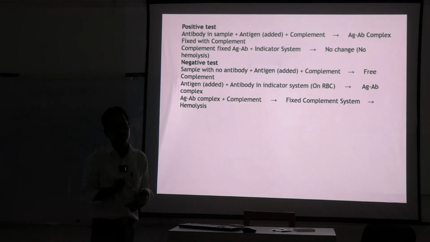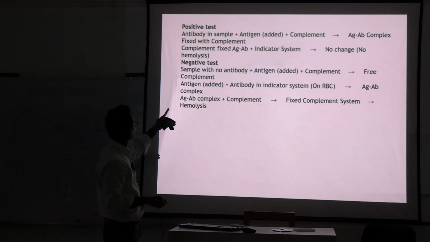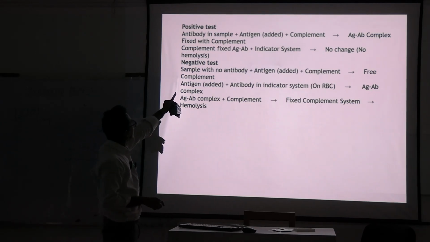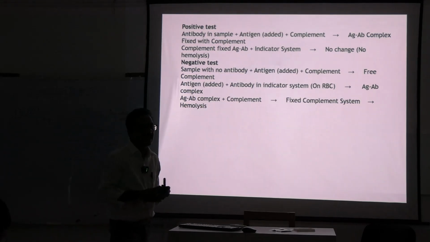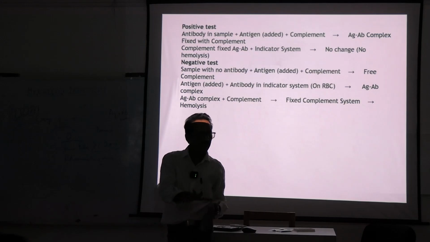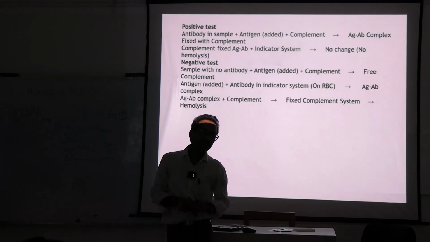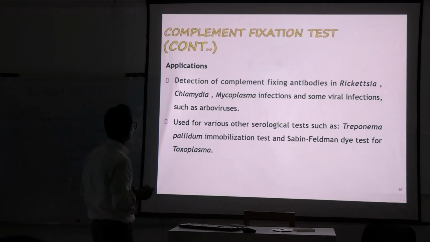Two parts you should know about the complement fixation test. One is amboceptor, that is sheep RBC antibody produced in rabbit. That is the indicator system, the amboceptor system. And here we add the sample with the antigen and complement, forming an antigen antibody complex. So what is the classical complement pathway? In the classical complement pathway, antigen antibody reaction must be there to utilize the complement. So when there is antigen antibody reaction, complement will already be used. So if we put in the indicator system, there will be no reaction. Complement fixing antibody is used in Rickettsia, Chlamydia, Mycoplasma infection.